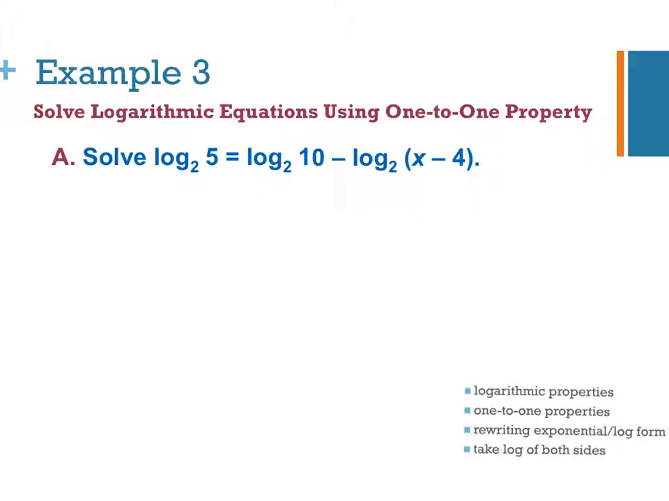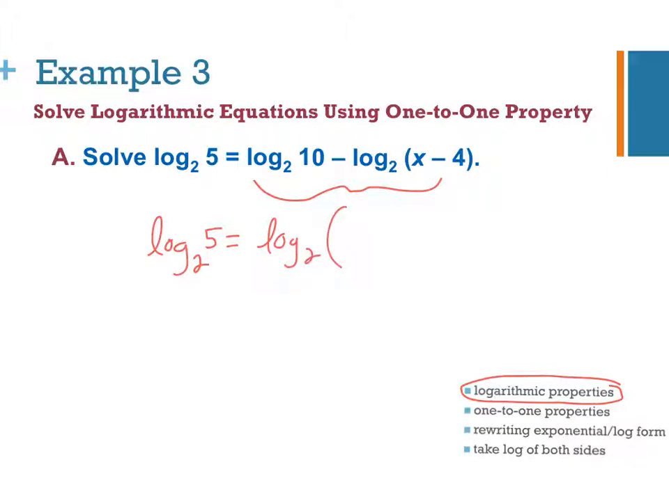For example 3, we have log base 2 of 5 equals log base 2 of 10 minus log base 2 of x minus 4. If I run through my checklist here, notice that I think I can use logarithmic properties right away. In fact, since there's a subtraction sign in between two separate logarithms, I can condense this into a single logarithm. And remembering properties from yesterday, any subtraction I can write as a single logarithm as a division and write it as 10 over the x minus 4.